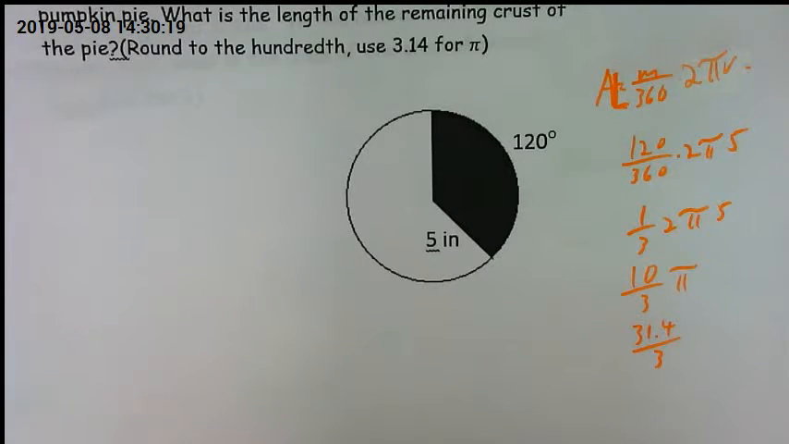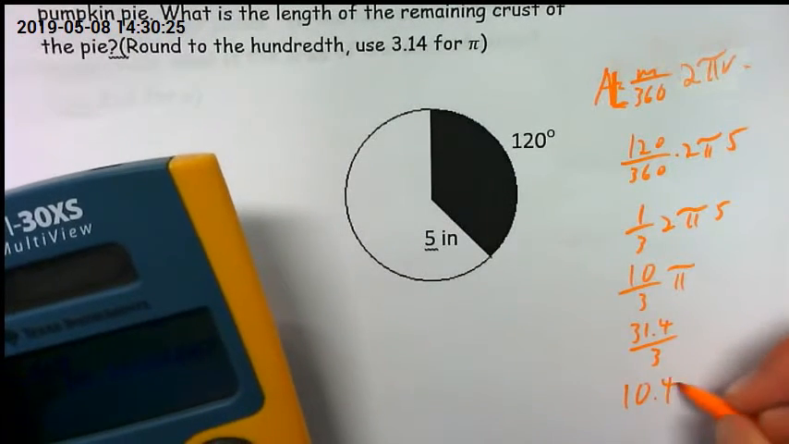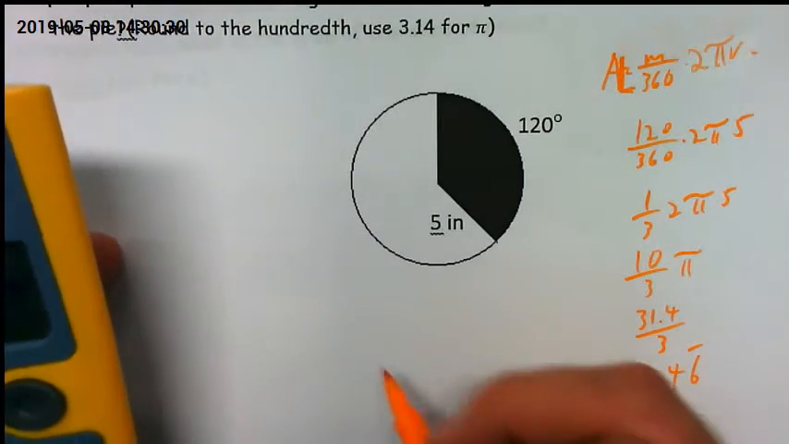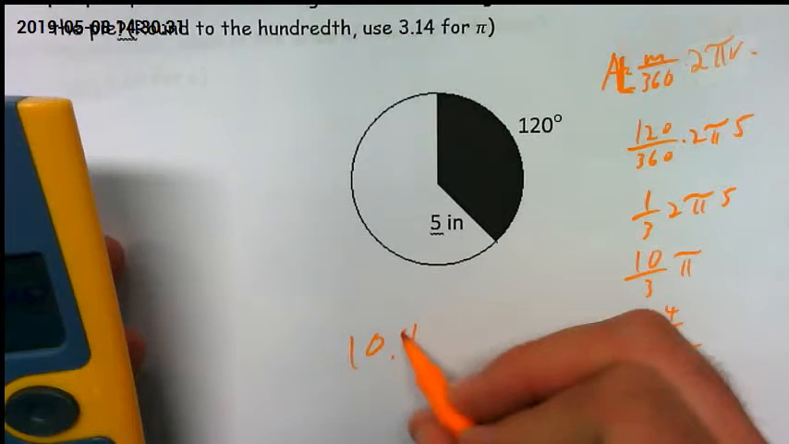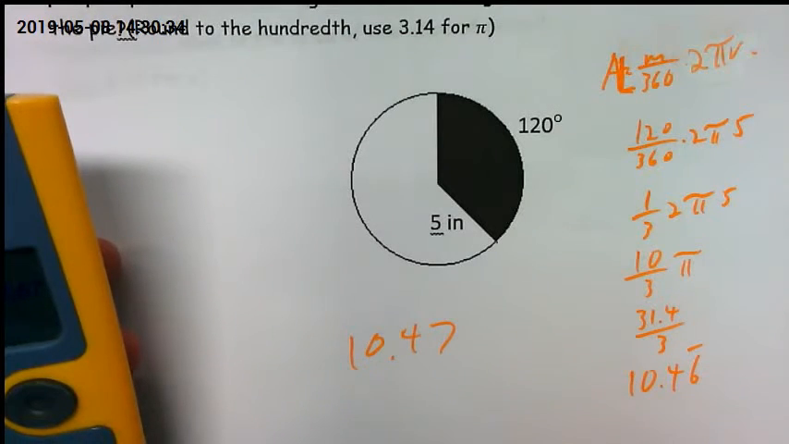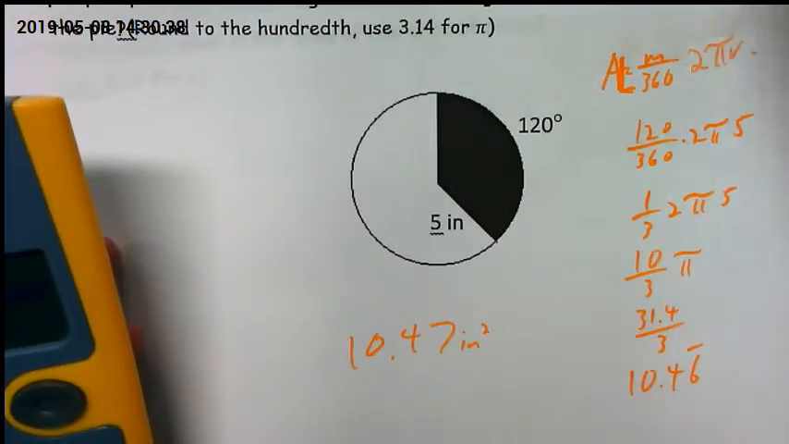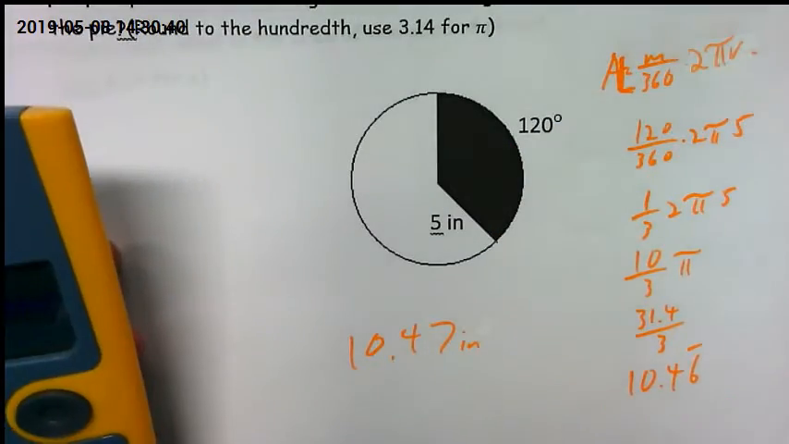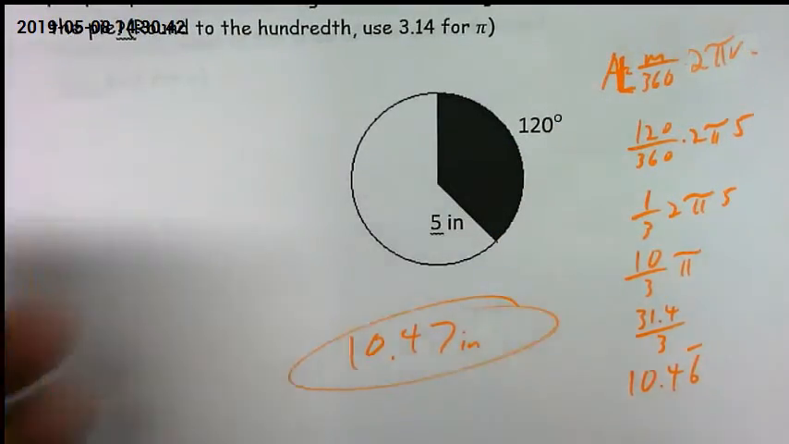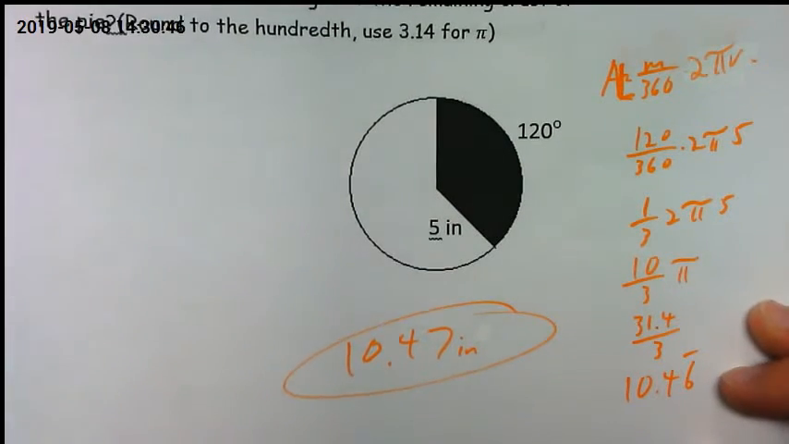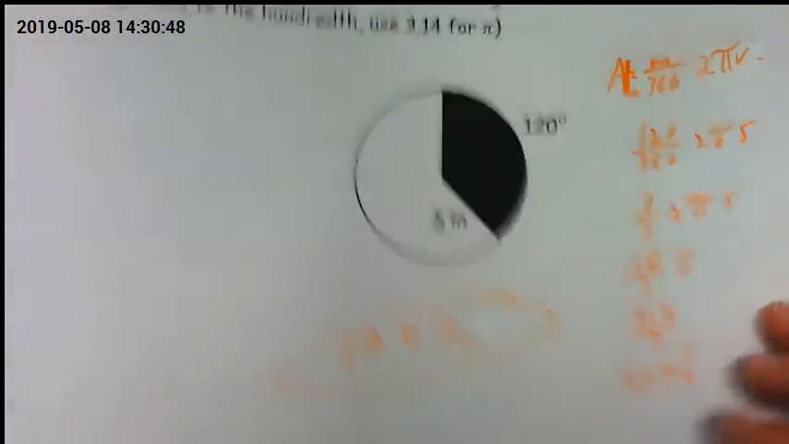Oh, 10 point less than a half. I did mine by hand, so it might be wrong. 31.4 divided by 3 is 10.46 repeating. Yeah. So, rounding to the nearest hundredth, it'd be 10.47. And this was in inches. Oh, not inches squared. Just inches. Well, I suppose it is inches. Can we go back to centimeters? Whatever the problem is in.